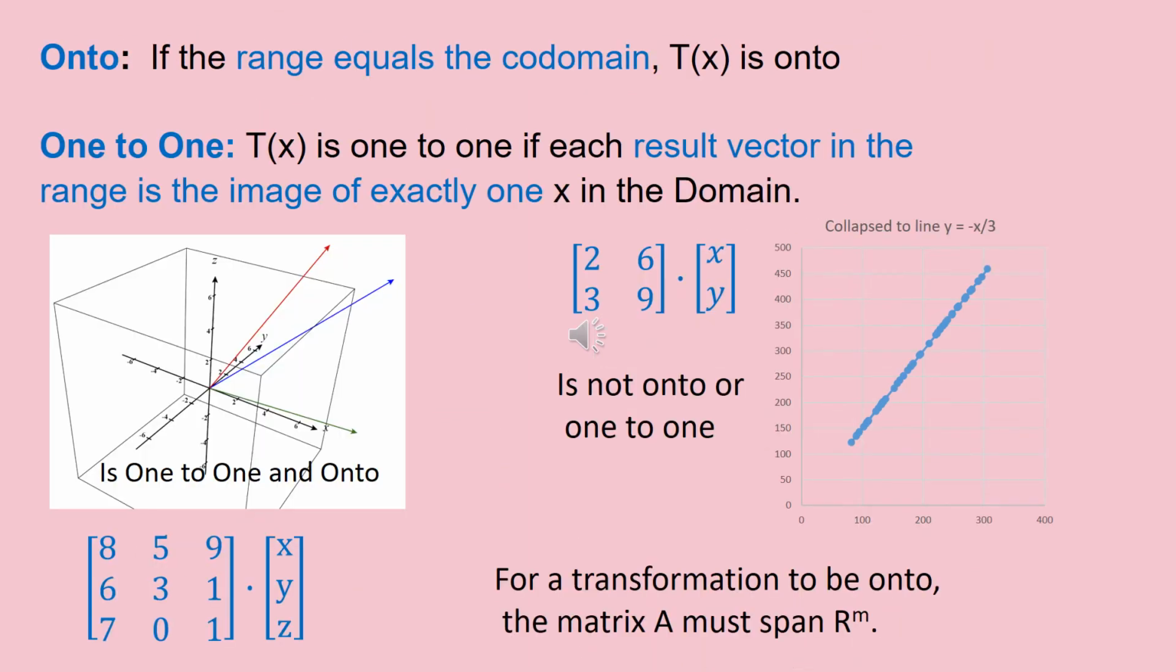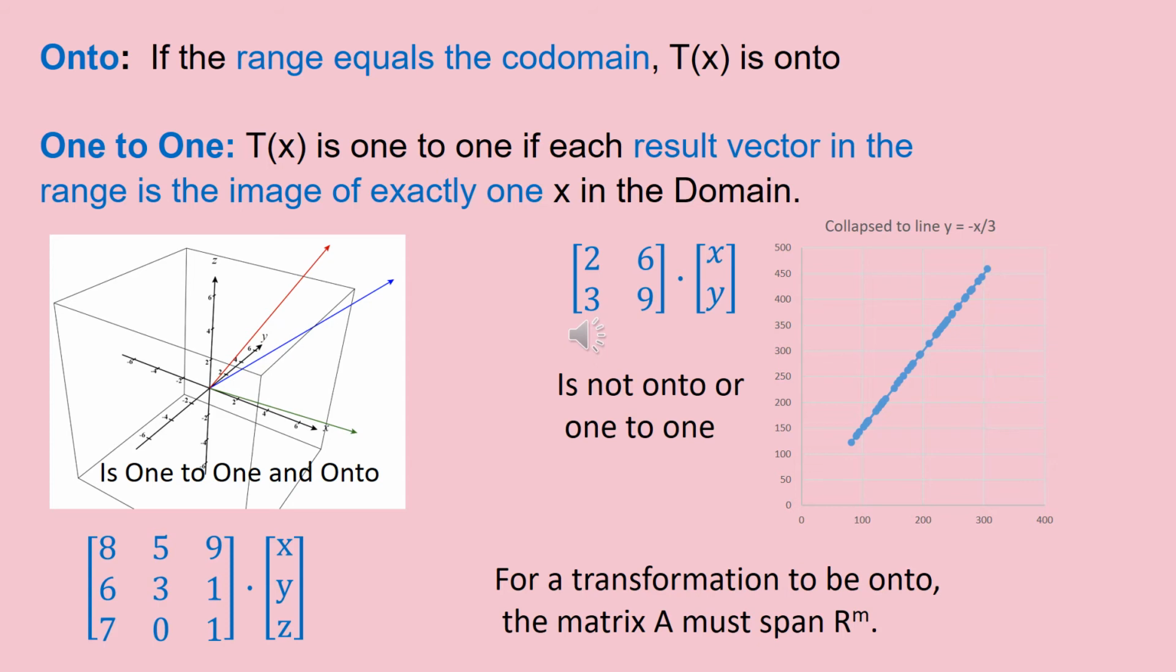A linear transformation is onto if the range equals the full codomain. And a linear transformation is one-to-one if in the range each vector has been mapped by only one vector in the domain. So any vector in the codomain for a one-to-one transformation has either 0 vectors mapped to it or 1 vector mapped to it. You can have a one-to-one transformation that's not onto.